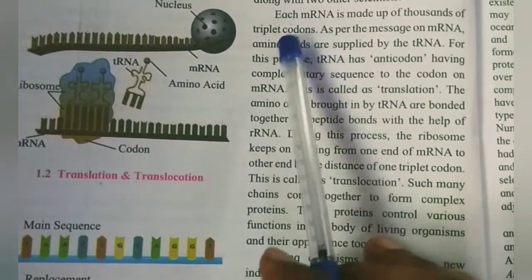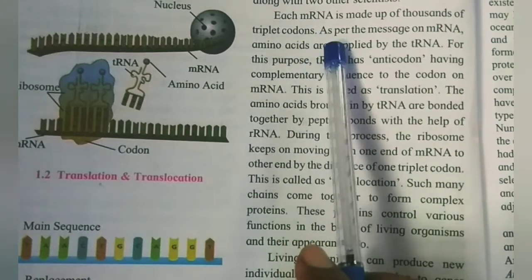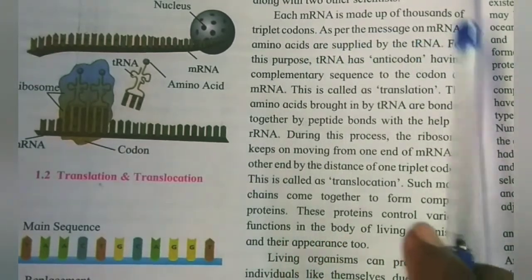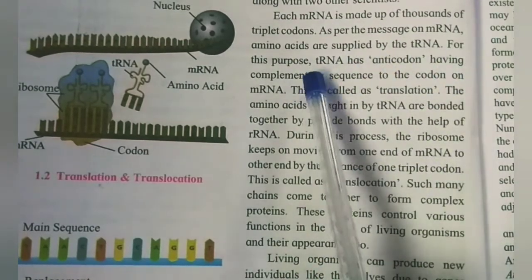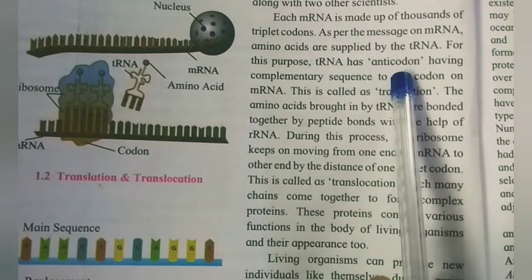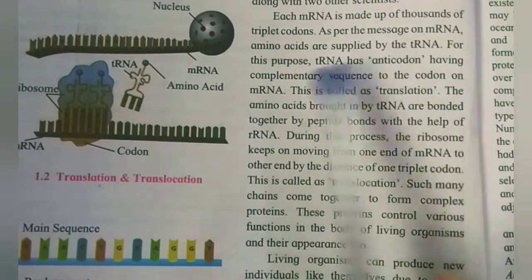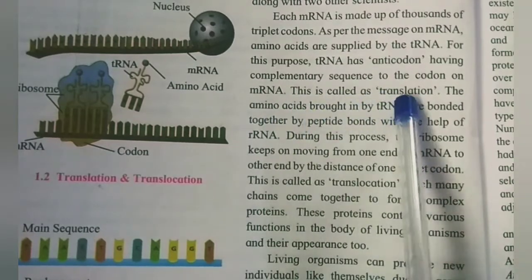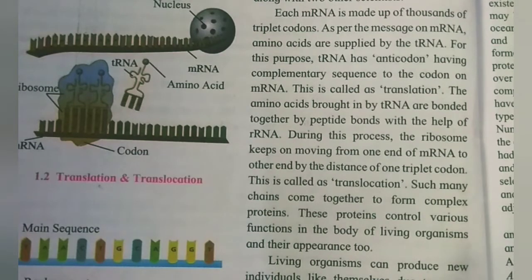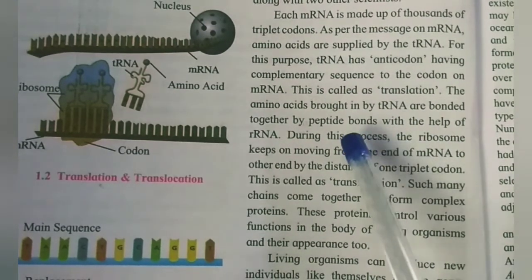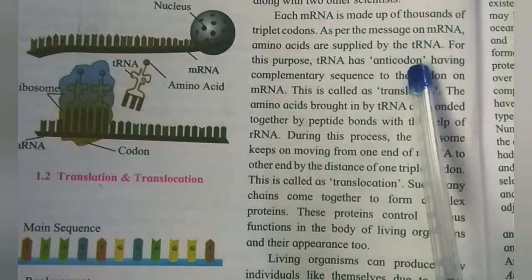So see here, each mRNA is made up of thousands of triplet codons. As per the message on mRNA, amino acids are supplied by the tRNA. For this purpose, tRNA has an anticodon having complementary sequence to the codon on the mRNA. This is called translation. Last time we have seen transcription, now we are seeing translation. For translation we require mRNA and tRNA.